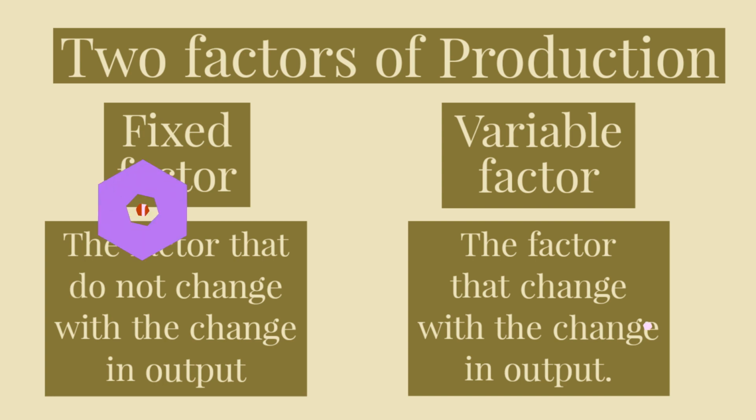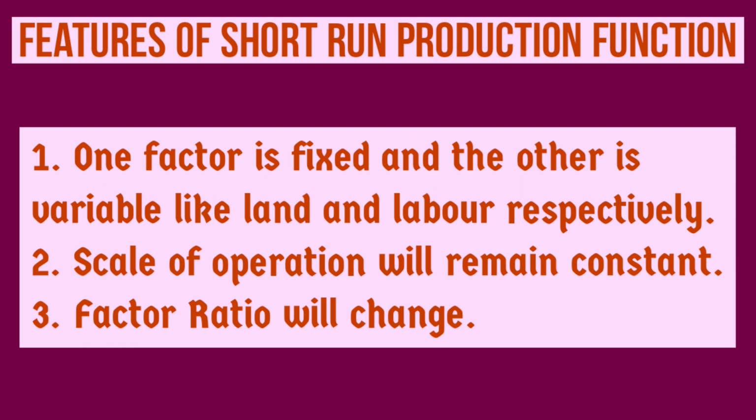So the features of short-run production function are: here one factor is fixed and the other is variable, like land and labor respectively. The scale of operation will remain constant and the factor ratio will change. For example, in 2 hectares of land, the maximum production can be 10,000 units. So I can produce a maximum of 10,000 units and I cannot produce more than that. So my scale of operation will remain constant because one factor is fixed, whereas the factor ratio will change.